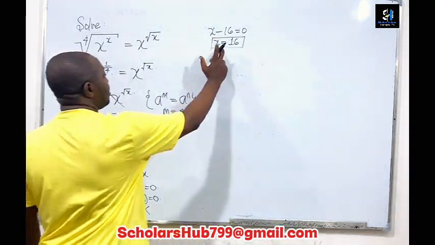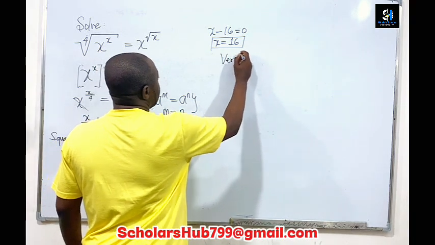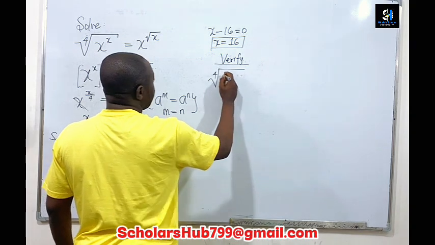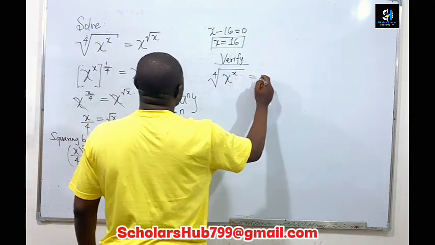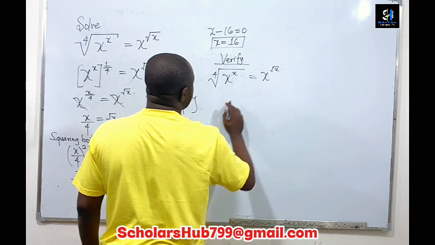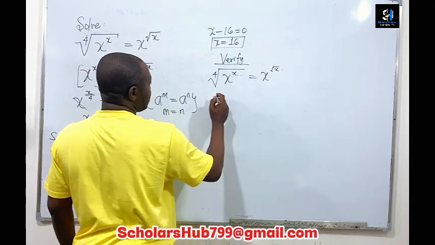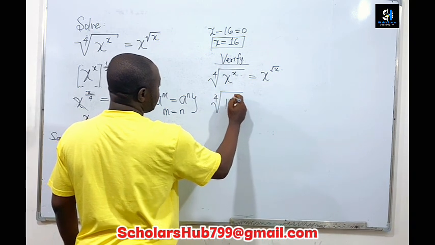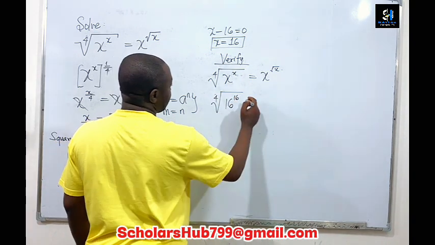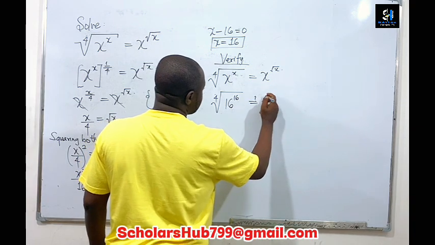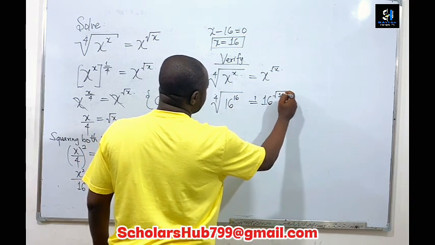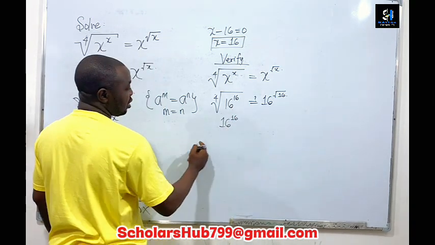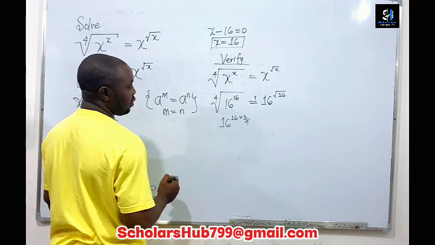Okay, so let's verify our answer. We have the 4th root of x raised to the power of x equals x raised to the power of square root of x. Because the value of x is 16, this will be the 4th root of 16 raised to the power of 16, and will it be equal to 16 raised to the power of root 16? Now this again will be 16 raised to the power of 16 multiplied by 1 over 4.